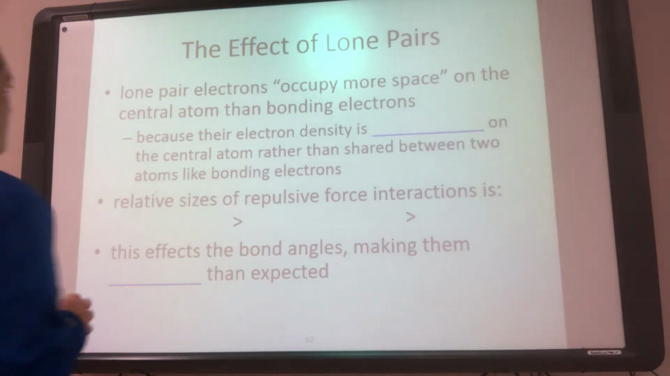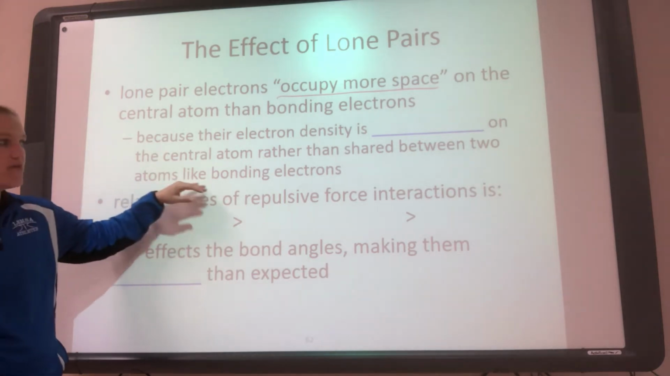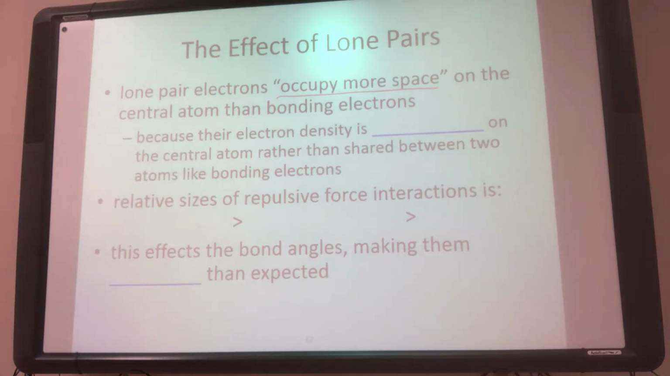So let's talk about the effect of lone pairs. Lone pairs are going to end up occupying more space. They're going to occupy more space on the central atom than bonding electrons. The reason is that their electron density is not going to be shared between two bonding electrons. Instead, that electron density is exclusively on one atom.